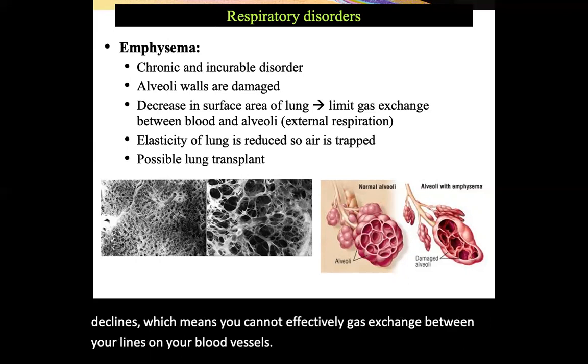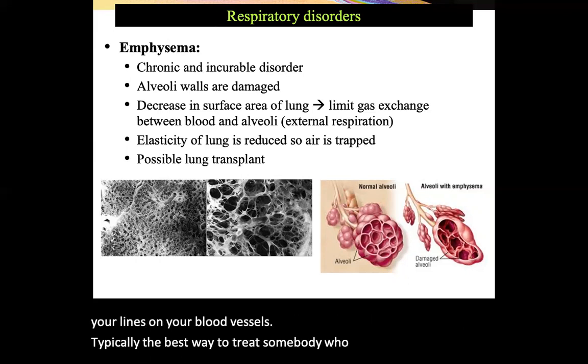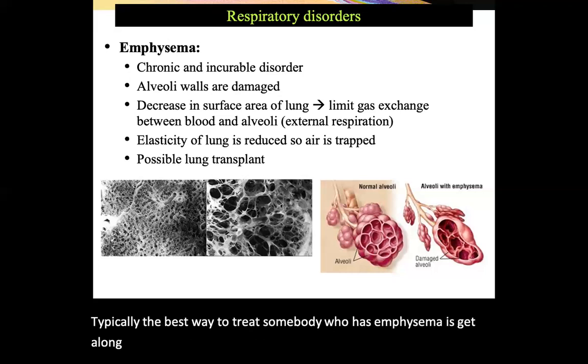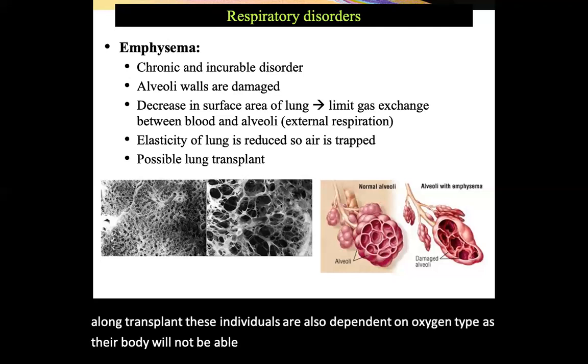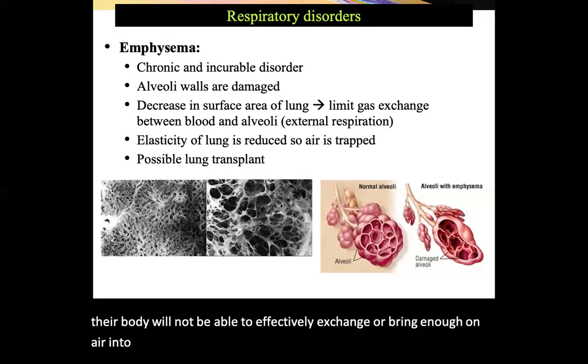Typically, the best way to treat somebody who has emphysema is a lung transplant. These individuals are also dependent on an oxygen tank, as their body will not be able to effectively bring enough air into the lungs for the body to use.